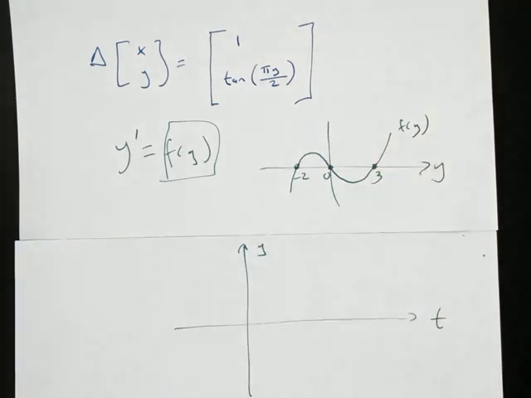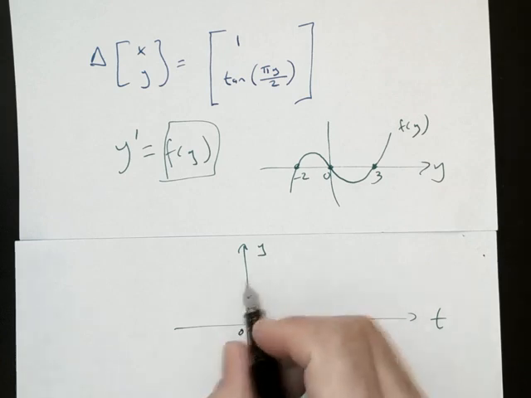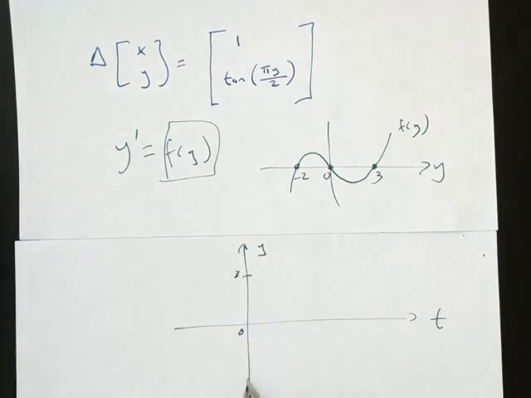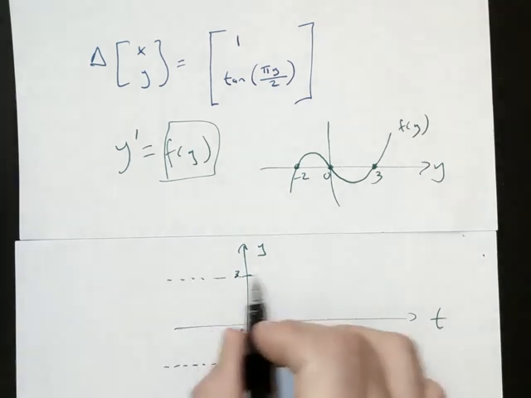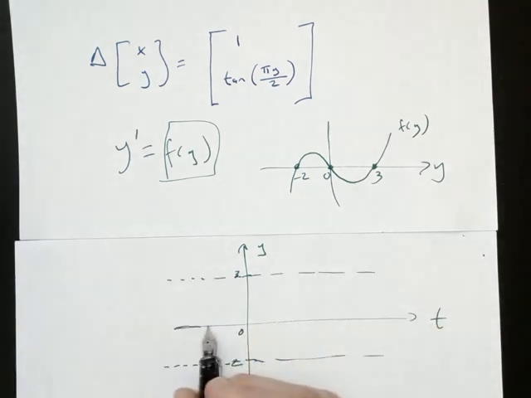So where is that graph 0? And where else? So I know at a height of 0, at a height of 3, and at a height of -2, my slopes should be horizontal. Those are equilibrium solutions.